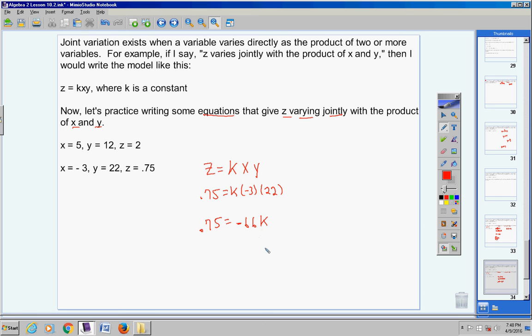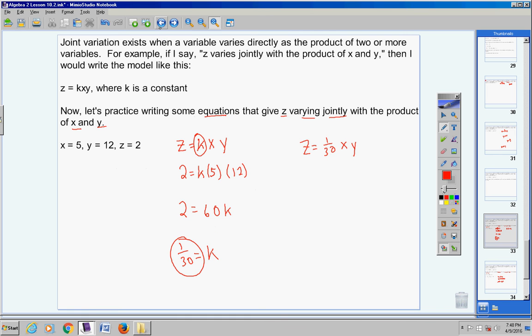Now divide both sides by, and I'm wondering if I made a mistake on the last problem, did I? I hope I did not. I'm just having those doubts for a second. No, everything looks good, okay.